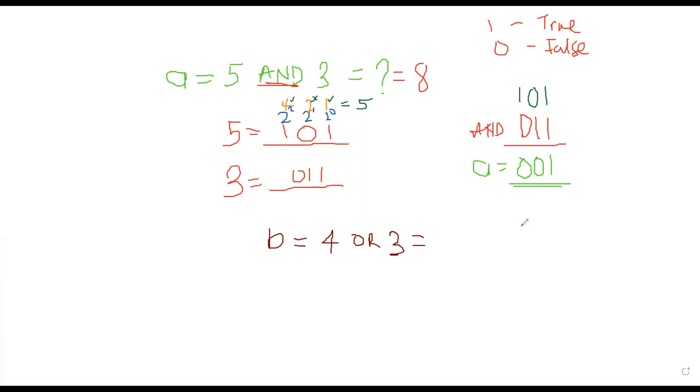So 4 is 1, 0, 0. And 3 is 0, 1, 1. Yes. So we'll use OR. So what will be our answer? The answer should be 1, 1, 1. Yes, Emmanuel, the answer is 1, 1, 1. Okay.